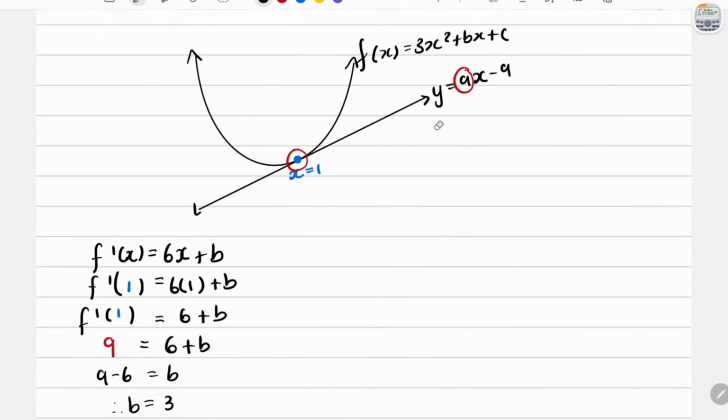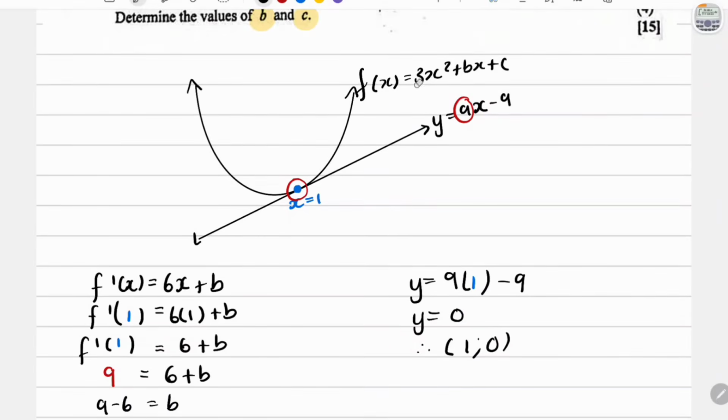So let's go ahead and find the y value. We can find the y value because it lies on this graph. So we say y is equal to 9, and then substitute in place of 9, 1, then minus 9. So y is equal to 9 minus 9, which is 0. Okay, so that's the point. The point of contact with the tangent and that graph is (1, 0).